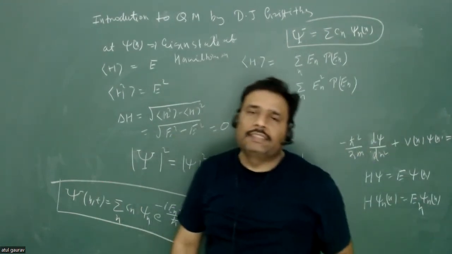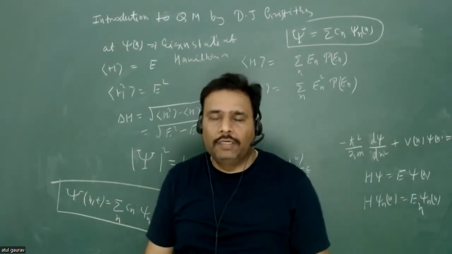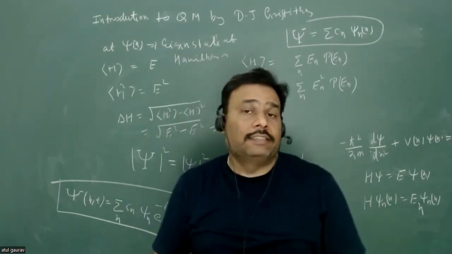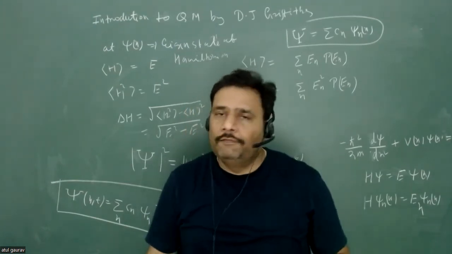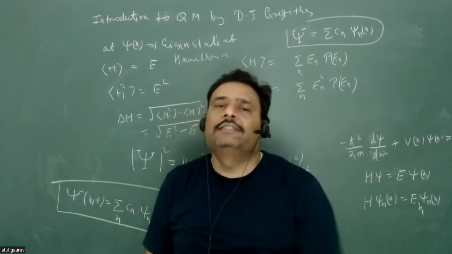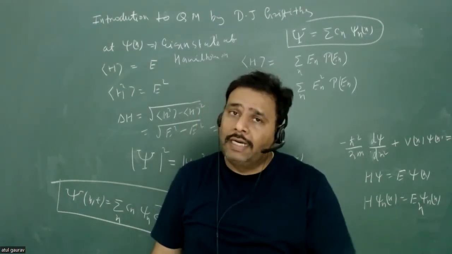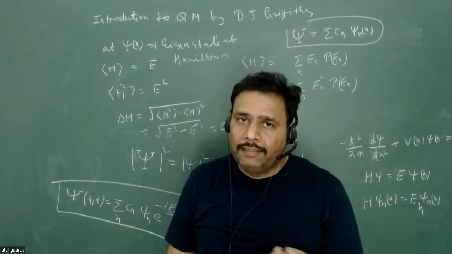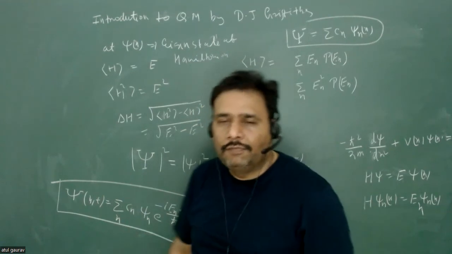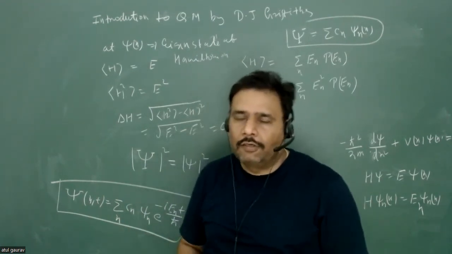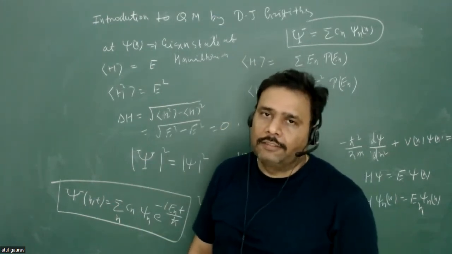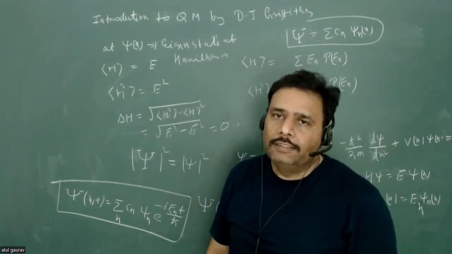So this thing is discussed in section 2.1. So we can easily figure out whether any state is a stationary state or not. If it is a stationary state, then obviously mod psi square is independent of time, and we can easily figure out whether it is a stationary state or not. So this is discussed in section 2.1 of D.J. Griffiths.